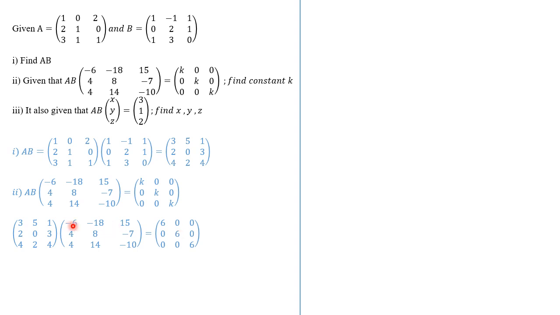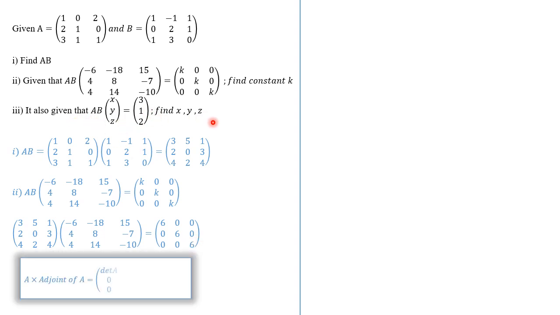So what does it actually mean here? It means that AB is a matrix whose adjoint is this matrix, and the determinant is 6 here. All right, so now let's go to the third part here. So the value of k here is 6. So for item 3, now we need to find the value of xyz here.